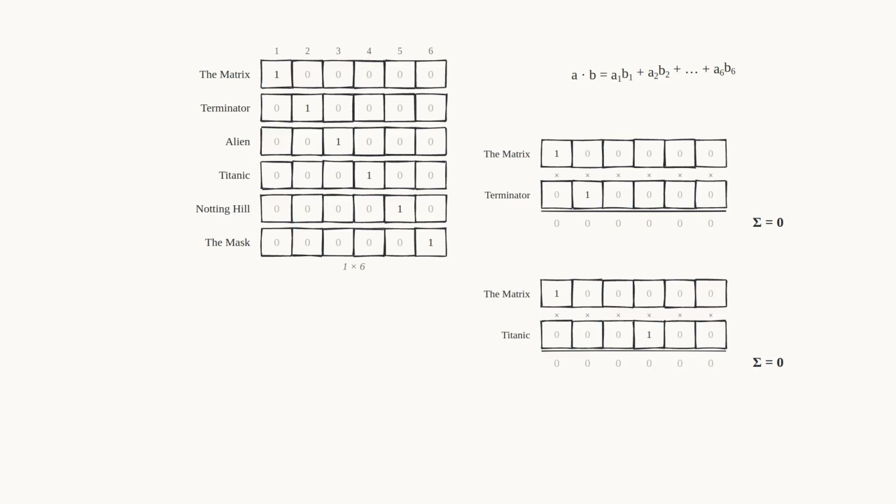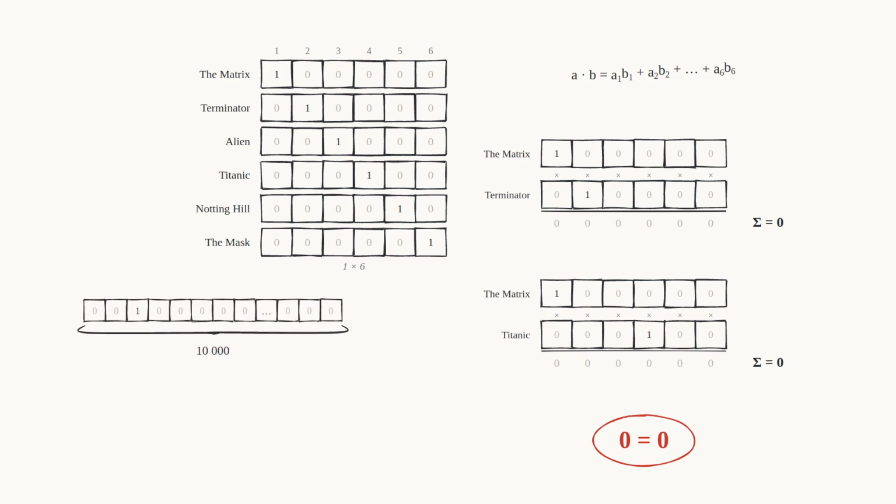So no false similarities, but no true ones either. And similarity was the entire point. Transferring experience, generalization, all of it rests on Alien being represented similarly to the Matrix and differently from Titanic. One hot simply has no way to express that. In one hot, every film is its own island, and all the islands are exactly the same distance apart. On top of that, it's wasteful. In a real catalog, this is a vector of 10,000 numbers, of which 9,999 are zeros.